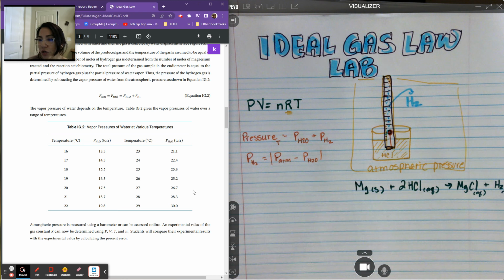And now in order to find the pressure of your water, that's all going to depend on what your temperature is. So our temperature is given to us in Celsius, and I'm pretty sure in the lab it's going to tell you what the temperature is. So make sure you know, okay, this is the temperature I was given. You're going to have to come back to your PDF for the lab, find that temperature, and then you're going to find the pressure of your water in Torr. And that's okay that it's in Torr because we're going to convert our Torr into atmospheres pretty soon.